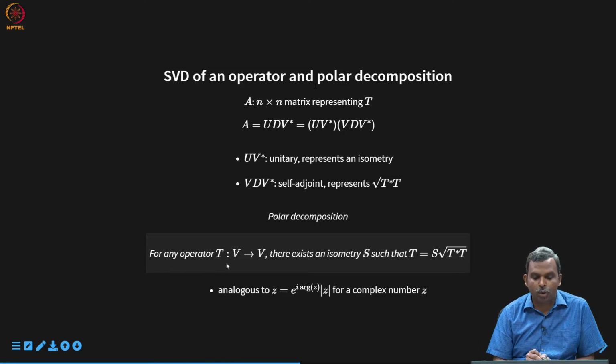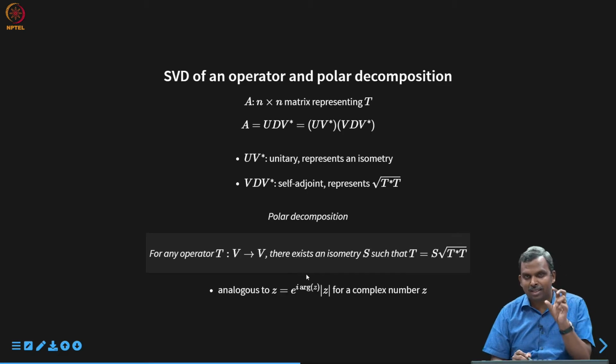It says for any operator T from V to V, there exists an isometry S such that T is equal to S times square root of T star T. So why is this called polar decomposition? It's analogous to the fact that for a complex number, you can always write it as its absolute value multiplied by e power i theta, right? Theta is the argument of z. So this is what this is doing.